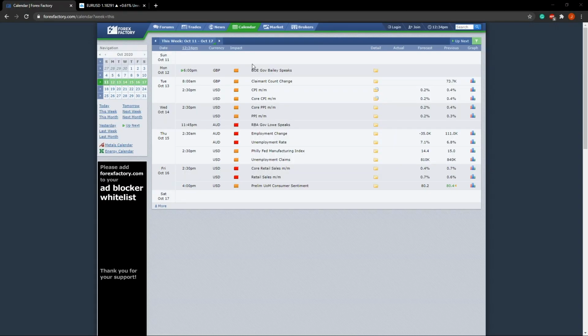Just having a brief look at our economic calendar for the week. So later today, we have the Bank of England governor speaking. That is at 6 o'clock. Then tomorrow, we have some CPI figures at 2:30. And then again on Wednesday at 2:30. On Thursday, we have our unemployment rate and employment change for Australia. That is at 2:30. And of course, for the USD at 2:30 in the afternoon, and the previous one was in the morning. And then on Friday, we have some retail sales figures at 2:30 again.